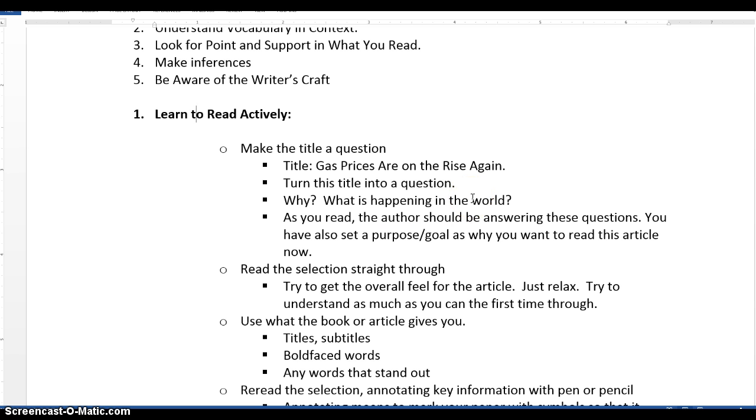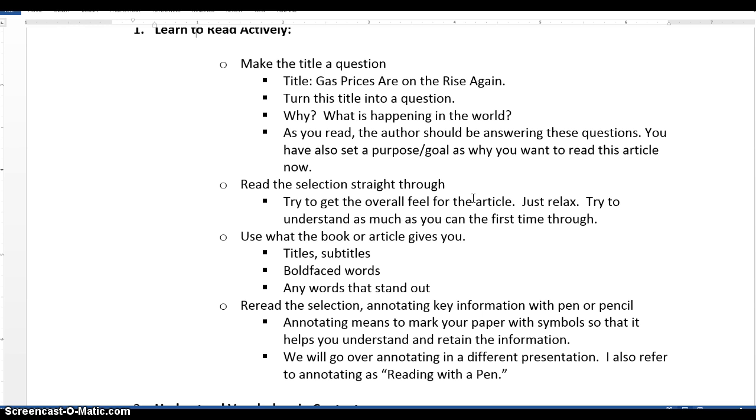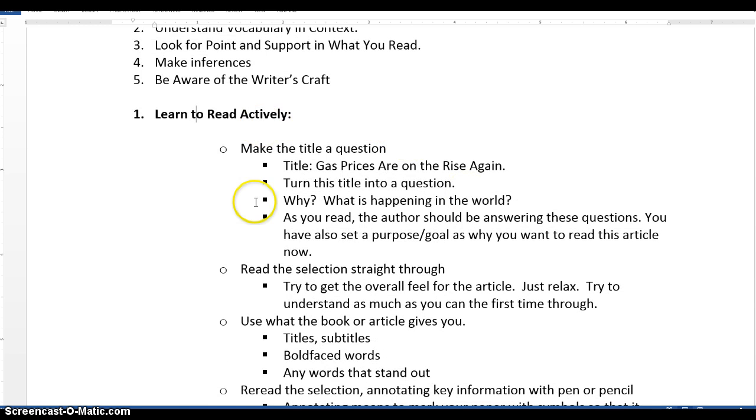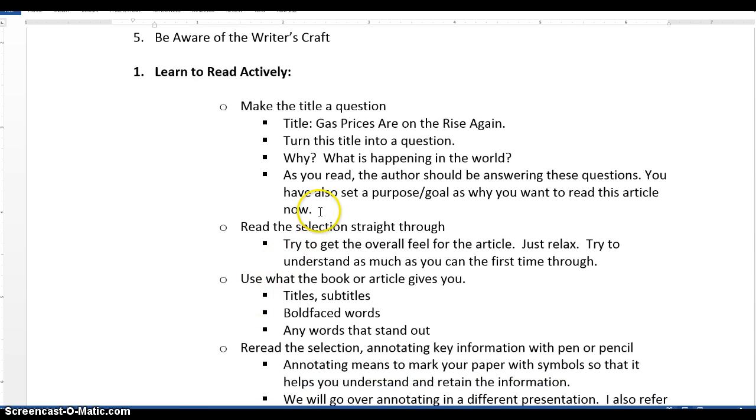By turning the title into a question, you've now given yourself the purpose or the reason why you're going to read the article. These are the answers as you read that you should look for. The next point to read actively: read the selection through. Just take your time, read through it one time, trying to get the overall feel of it.